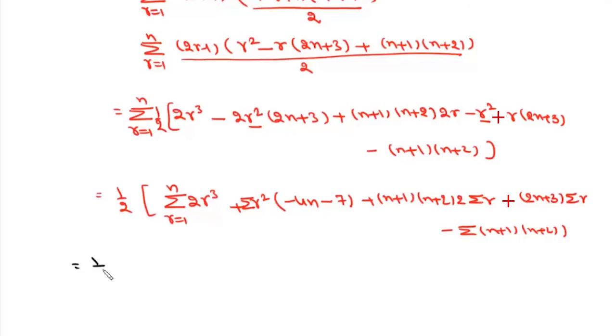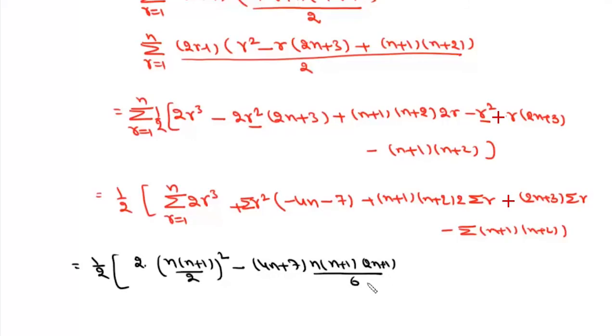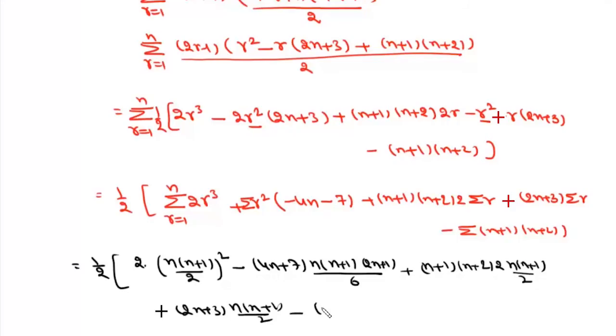Now this is 1 by 2 and this is 2, and summation r cube is ((n plus 1) by 2) whole square, and here it is minus (4n plus 7), and this is (n plus 1)(2n plus 1) by 6, plus this is (n plus 1)(n plus 2) into 2, and this is (n plus 1) by 2, plus (2n plus 3)(n plus 1) by 2, and minus (n plus 1)(n plus 2) into n.